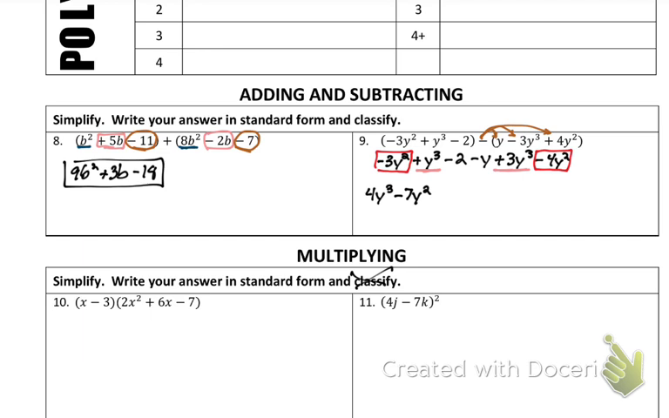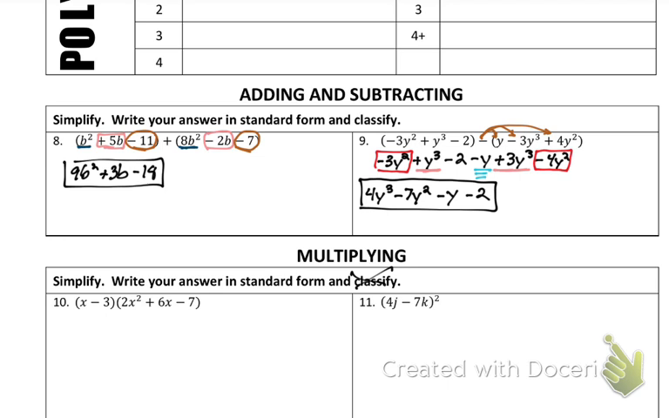I am going to notice that I do have a negative y right there. It doesn't match up with anything else, so I'll just carry down that negative y. And the only thing left over is a negative 2. Should be kind of basic stuff, right? Just kind of tedious, if anything.